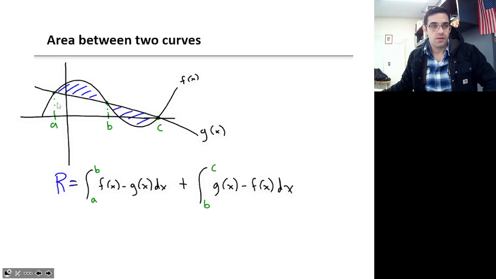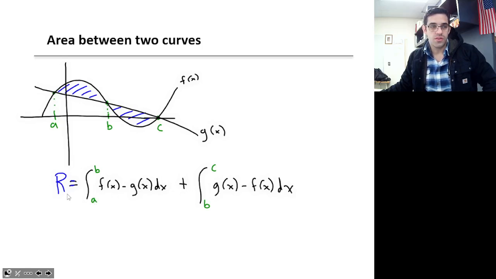If I take from A to B, the area between the two curves, f of x is the top function and g of x is the bottom function. But from B to C, g of x is the top function and f of x is the bottom function. So I'm just going to find the area between the two curves from A to B, and the area between the two curves from B to C, and I'm just going to add them together.